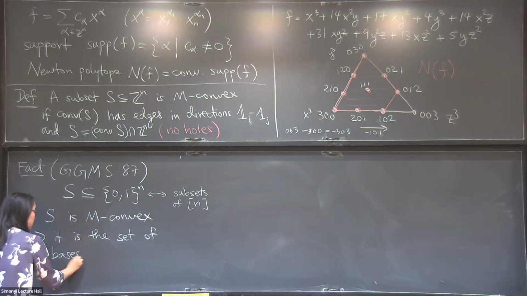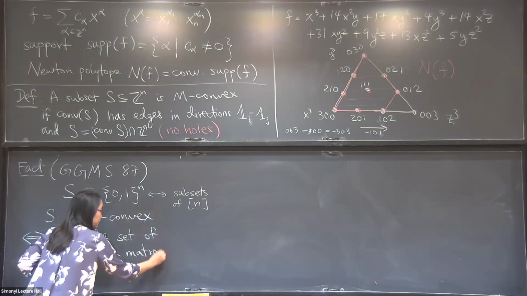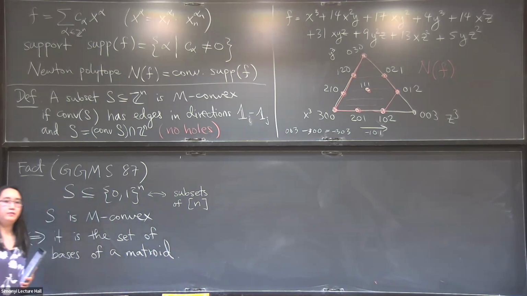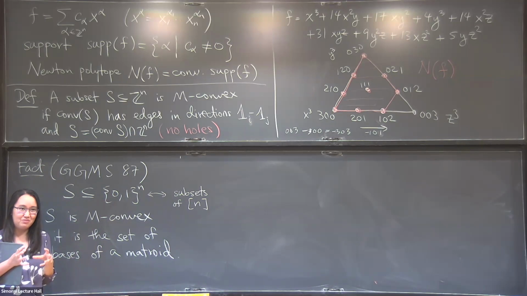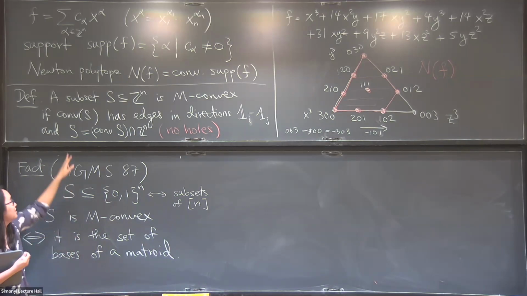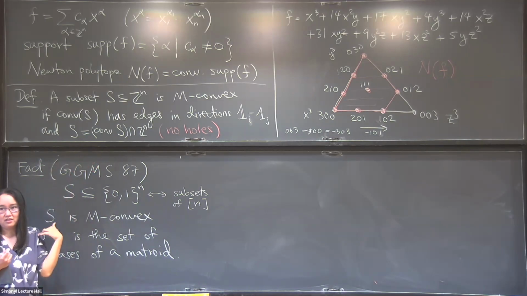Bases of a matroid in the way that we defined on the first day. M-convexity is a polyhedral characterization of being a matroid. The hole condition doesn't matter in this case because the cube is small enough that there is no space for holes to appear. So the hole condition is automatically satisfied. You only need to check the edge directions.